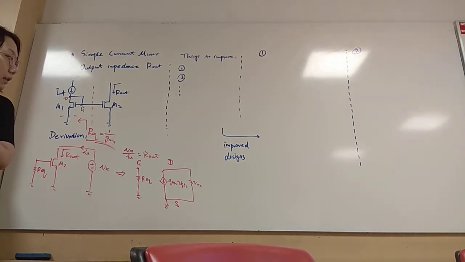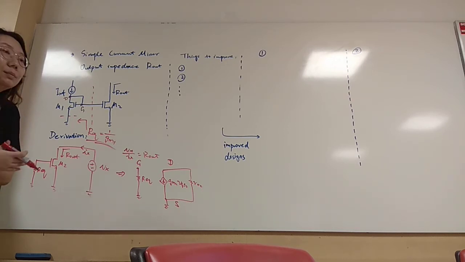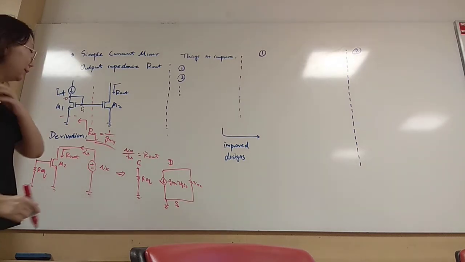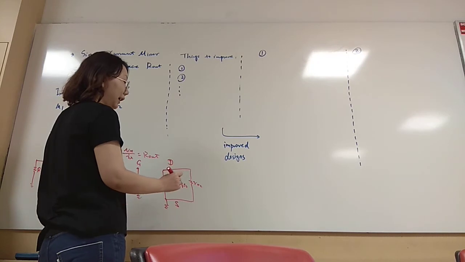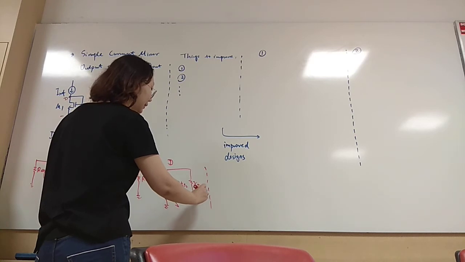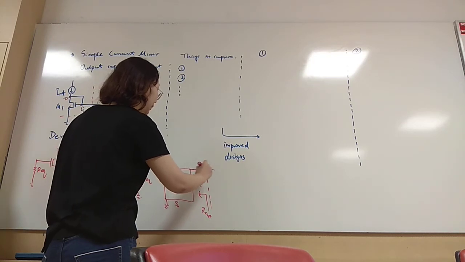Isn't Rout just Rout2? Yes, but I'm asking you to prove it. I already taught you Rout is Rout2, but I need a derivation. I know after you go back, you will never try the derivation, but actually the key is the derivation. So where is my Rout? Rout is standing here, looking into this side. Here's my Rout, and here is my test voltage.